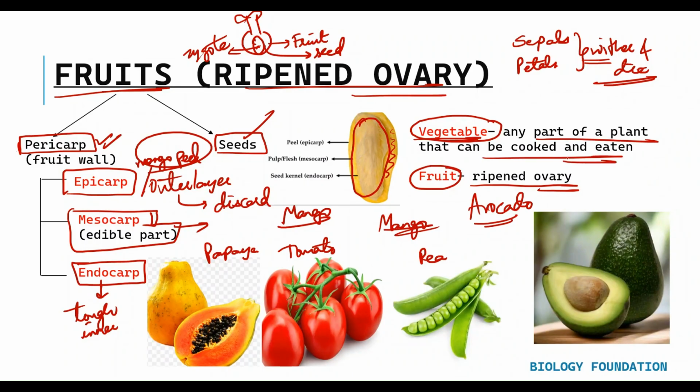So what is vegetable? Any part of plant that can be cooked and eaten. Or for example, potato. What is it? It's a vegetable because you are taking the underground stem, which is used as the edible part, which we call tubers. Yes or no? So it's a vegetable. Any part of the stem that you cook and eat, it's vegetable. Fruit is ripened ovary. We use the term fruit for ripened ovaries. Clear?